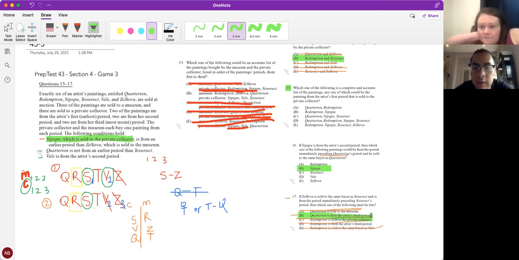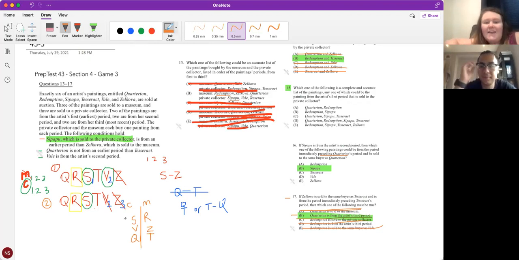Which one of the following is a complete and accurate list of the paintings, any of which could be the painting from the artist's first period that is sold to the private collector? All right, so automatically what I do here is I look at what we have first. We have R and S first in both of them. But any answer that does not have both R and S, we can cross off right away. So I'm going to cross off C and A just by doing that.